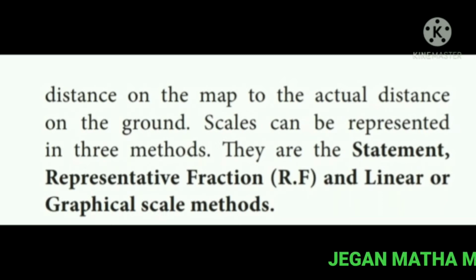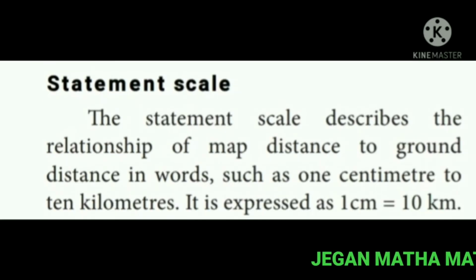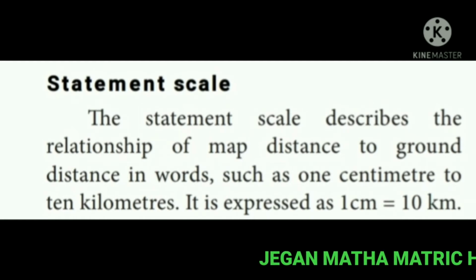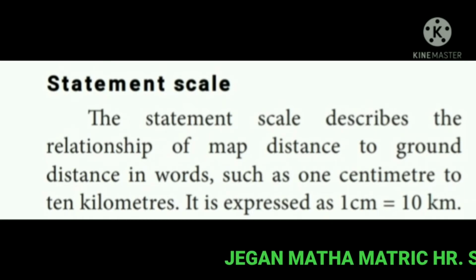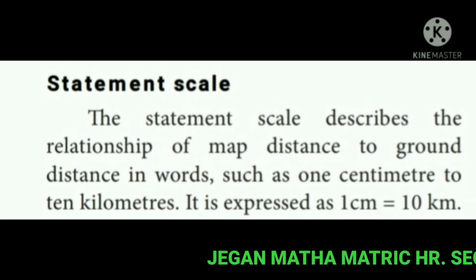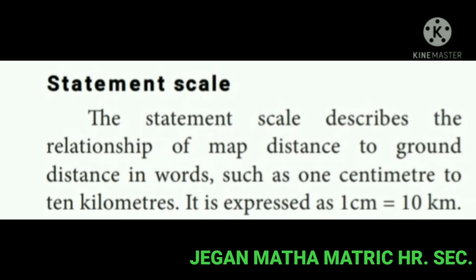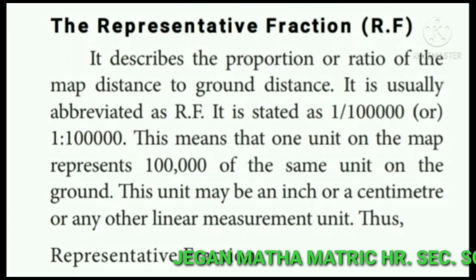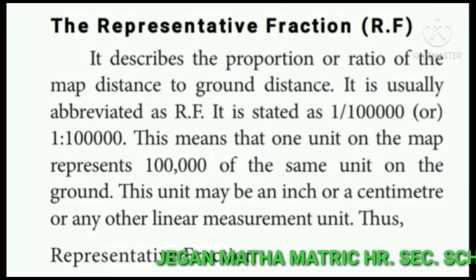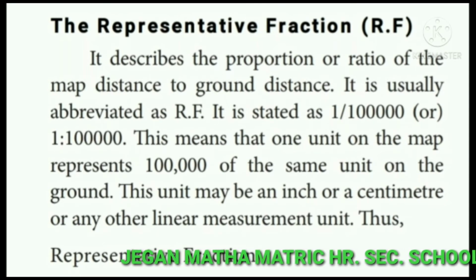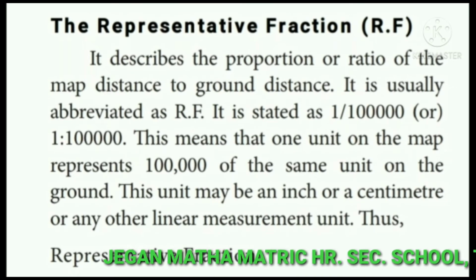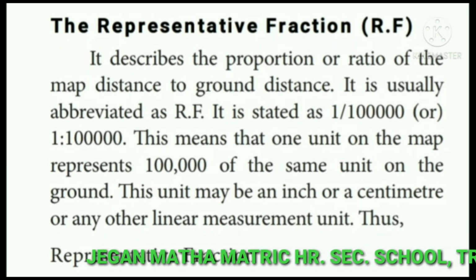The statement scale. The statement scale describes the relationship of map distance to ground distance in words, such as 1 centimeter to 10 kilometers. It is expressed as 1 centimeter equals 10 kilometers. Representative fraction. It describes the proportion or ratio of the map distance to ground distance. It is usually abbreviated as RF.